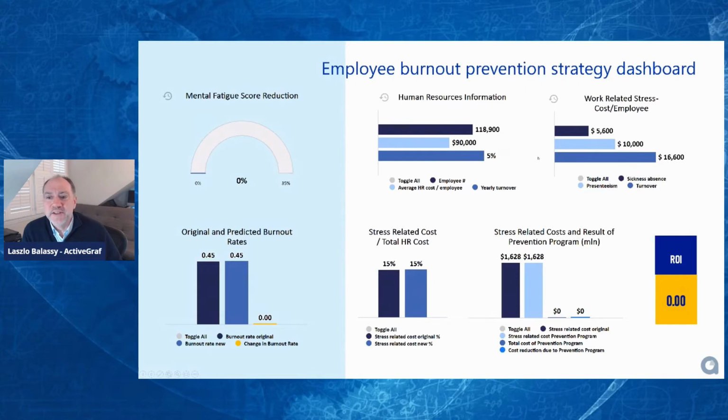The work-related stress estimates of cost are 5,600 for sickness, 10,000 for presenteeism, means they just come in and they go through the motions and do the minimum required. What's the cost of them not being fully engaged due to stress? And then, of course, the turnover cost. And then we have kind of the results, which are the stress-related cost, total HR cost, as to total HR costs, 15%. And then the total cost of this company is $1.6 billion annually of stress and burnout.